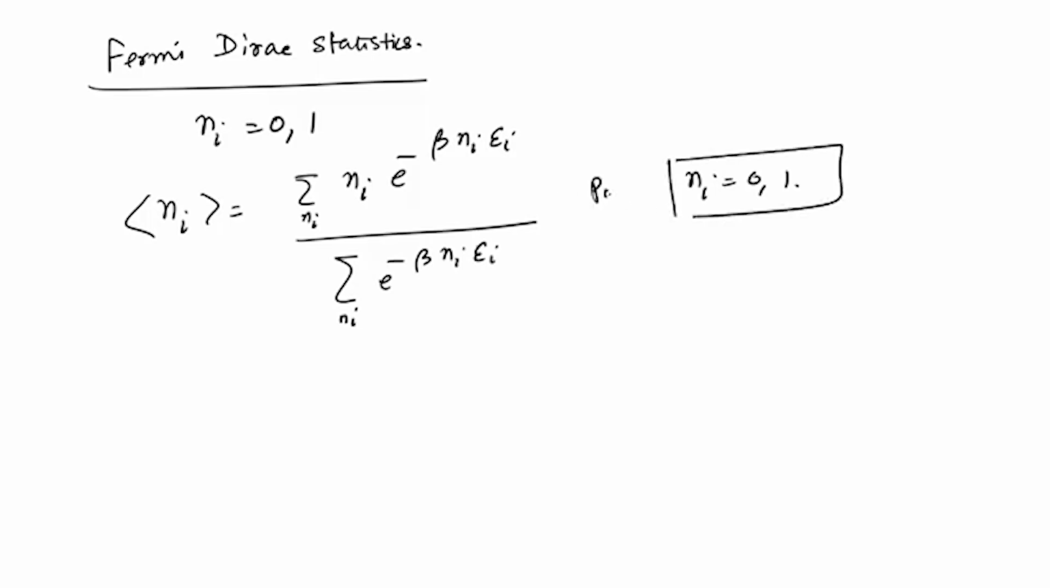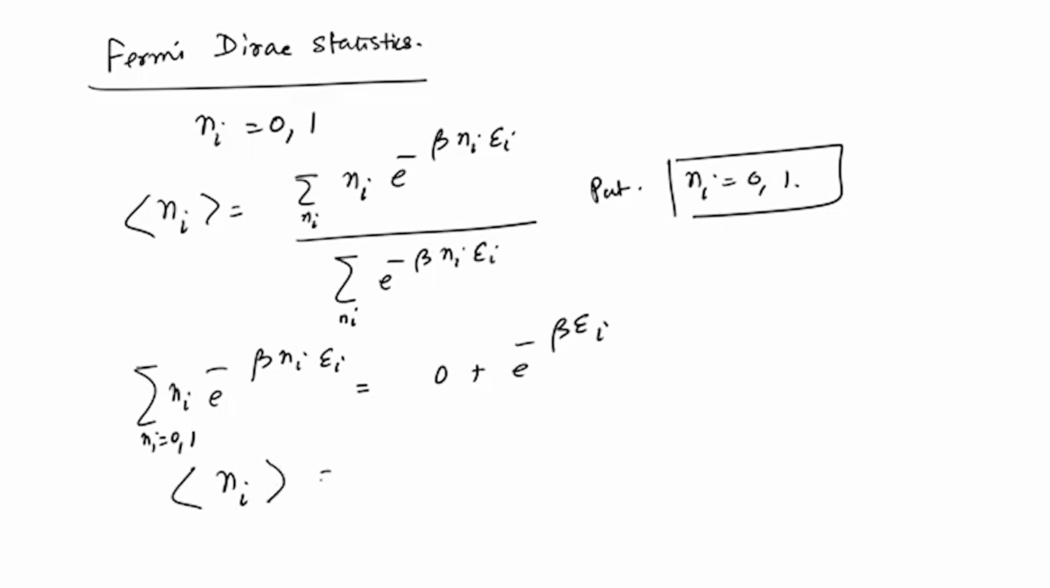So, put Ni equal to 0 and 1, and what we get is these two terms. So, this Ni equal to 0 and 1 is exponential minus beta Ni epsilon I with a Ni factor here. So, this is 0 plus exponential minus beta epsilon I, and then Ni average will simply be equal to exponential minus beta epsilon I divided by 1 plus exponential minus beta epsilon I.